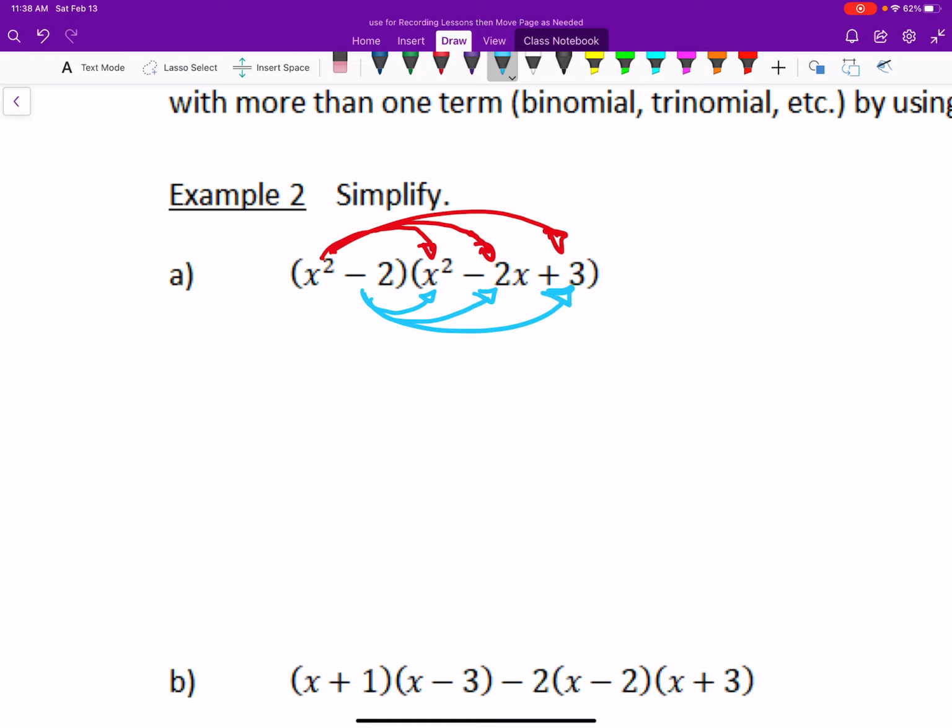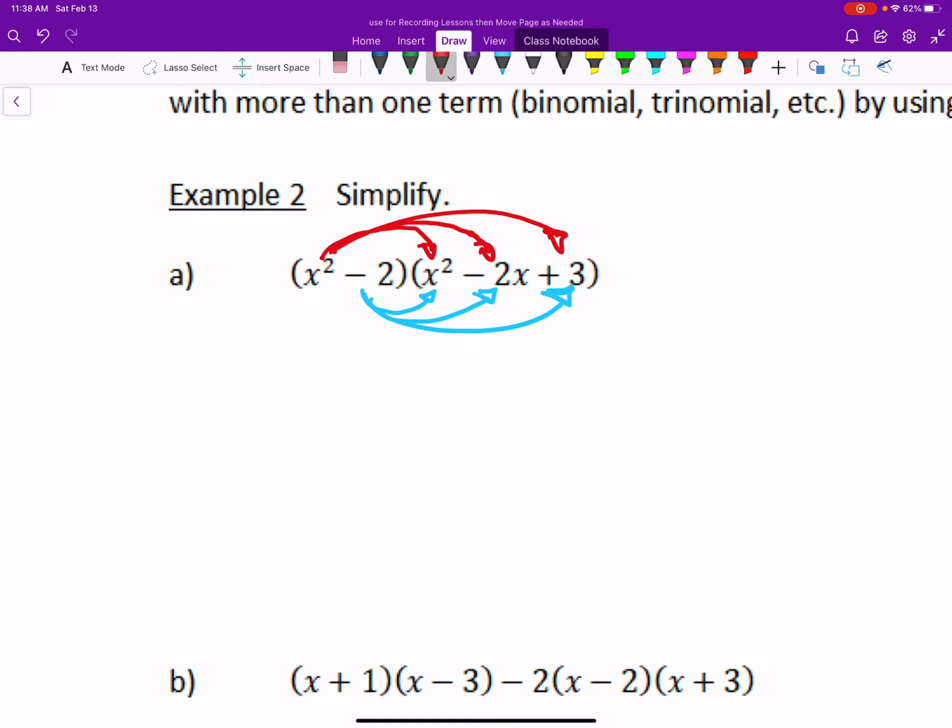So if I stick to the color of the pen, then x squared times x squared gives me x to the 4. X squared times negative 2x gives me negative 2x cubed. Again, x squared times x is x cubed. If I do x squared times 3, well, then I get 3x squared. And so I just use the red pen there to match up with my red arrows.